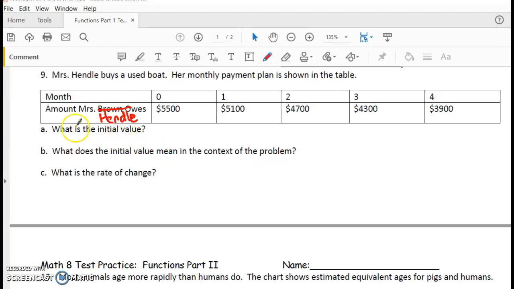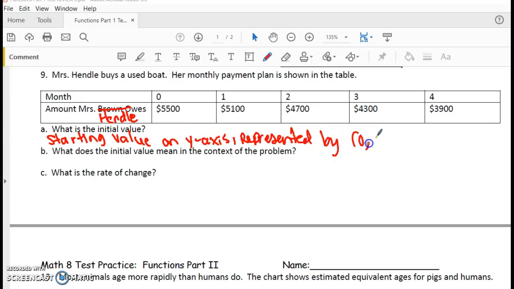What's the initial value? The initial value is the starting value on the y-axis and is always represented by 0 and the number. So a starting value, this is just notes, on y-axis, represented by 0 and some number. That number is the initial value. So the initial value here would be 5,500. 0 and the number.